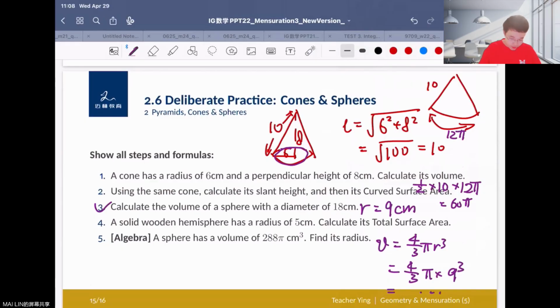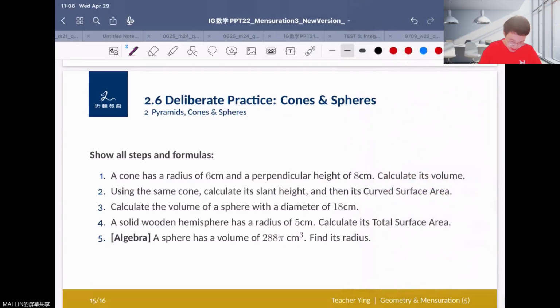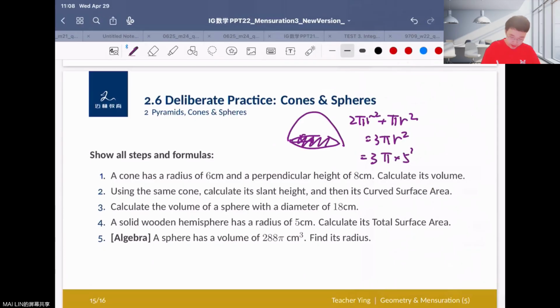Okay. And the fourth problem is a solid wooden hemisphere. It has a radius of 5 centimeters. Calculate the total surface area, right? So for this problem, for the total surface area, first we have half of the surface area, that is a half times 4 pi r squared, okay? That is 2 pi r squared. And then we have to add the base area, right? That is pi r squared. That is 3 times pi times radius squared. That is 3 pi, then times 5 squared. That is 75 pi for the fourth problem, okay?